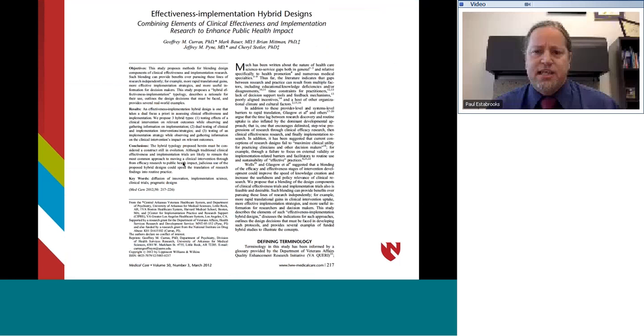You can see on the screen this is the paper that Jeff Curran and his colleagues put out, and they put really nice definitions to what these types of hybrid designs are. There are 3 of them. One of the things that is interesting here is that they cite Russ and others, who talked about blending together efficacy and effectiveness trials with the idea that that would help people get evidence-based research into practice in a quicker way.